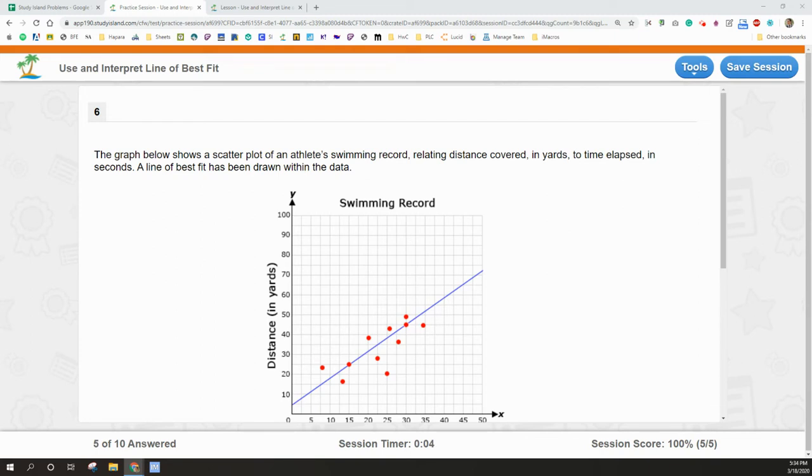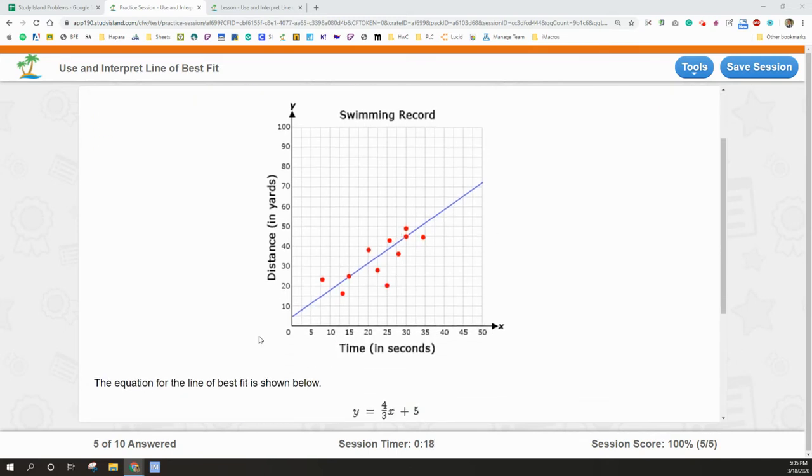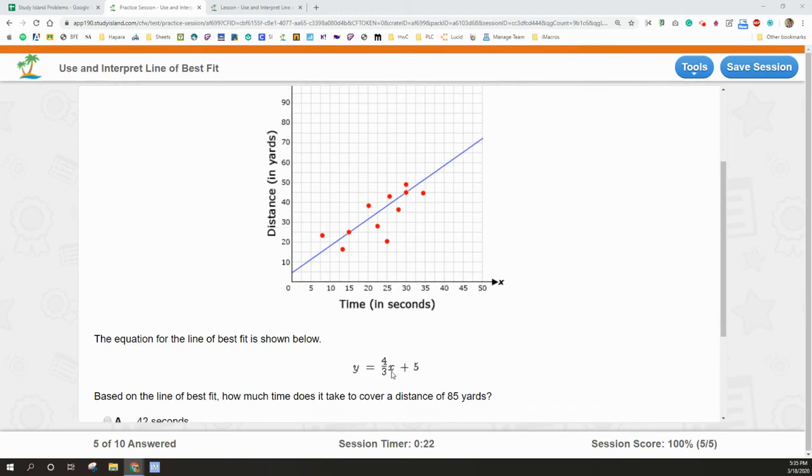Number 6, the graph below shows a scatter plot of an athlete's swimming record relating distance covered in yards to time elapsed in seconds. A line of best fit has been drawn within the data. So here we go. Again, line of best fit. The equation of the line of best fit is below. It says right here, y equals 4/3 times x plus 5. That tells us that the slope is 4/3 and the y-intercept is 5.